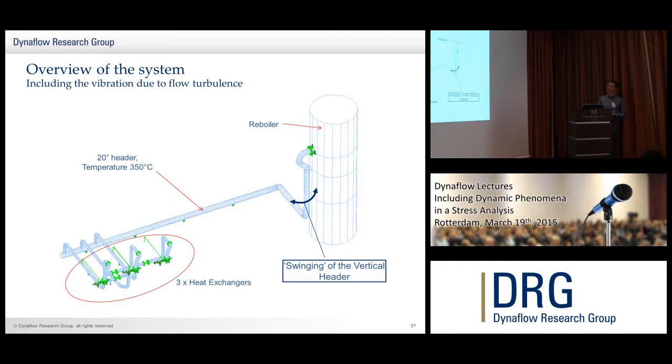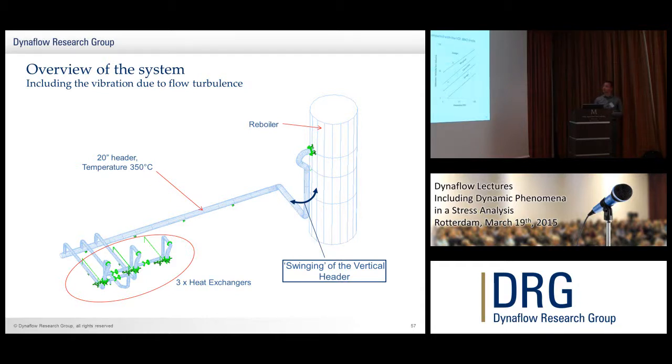We've got a reboiler. You've then got a header coming out at around 20 inches diameter and 350 degrees Celsius. This then feeds 3 heat exchangers. What we're seeing in the field is that there was a swinging motion of this header around the vertical axis. Due to the flow within it, it seems to be a constant swinging motion of the header.